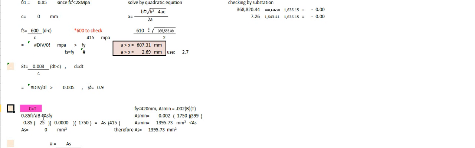As per diagram, compression C is equal to tension T, then C is equal to 0.85 times Fc times A times B, which is equal to area of steel times Fy, so As is equal to 0 mm squared, and As minimum from the code is equal to 1395.73, therefore use As as 1395.73 mm squared.